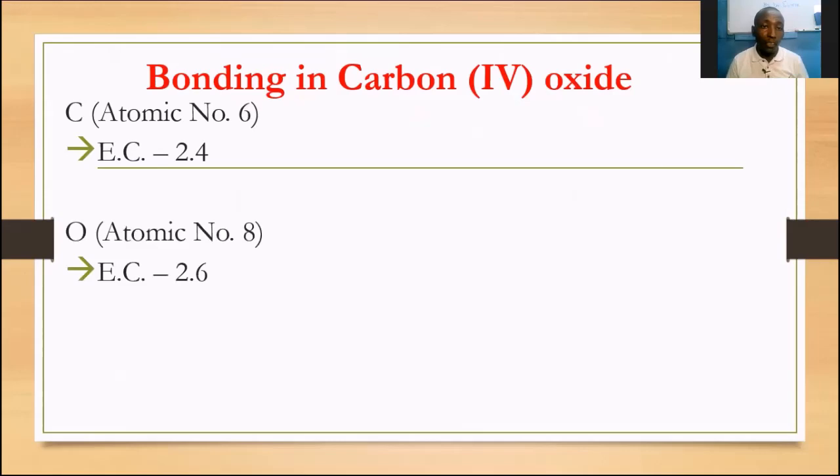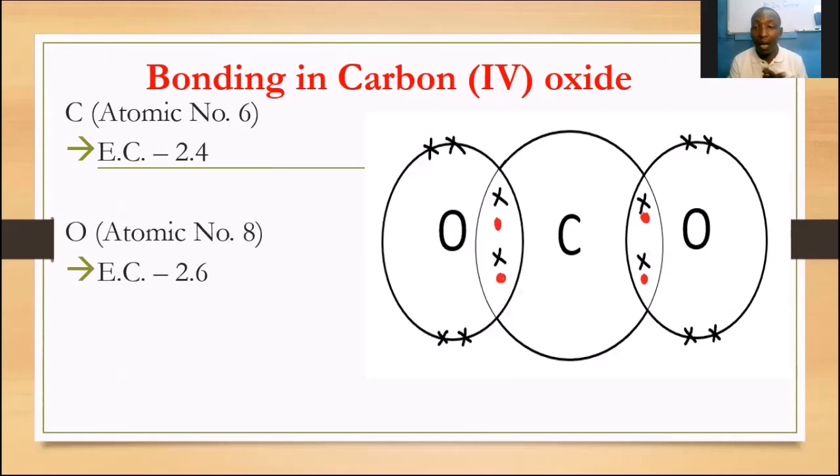Look at that. Carbon is atomic number 6, electron configuration 2-4. Oxygen, atomic number 8, electron configuration 2-6. And what does that mean? Carbon requires 4 electrons to be stable. Oxygen requires 2. And these two are nonmetals, so they will bond covalently. There will be sharing of electrons. So we want to see what exactly will happen.